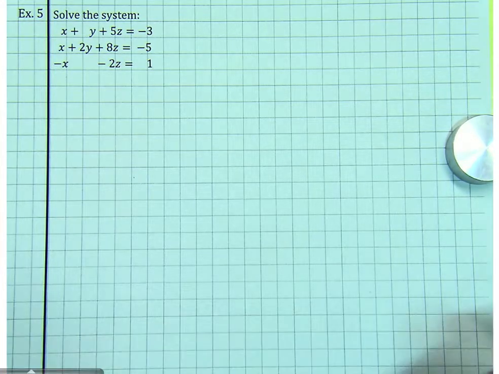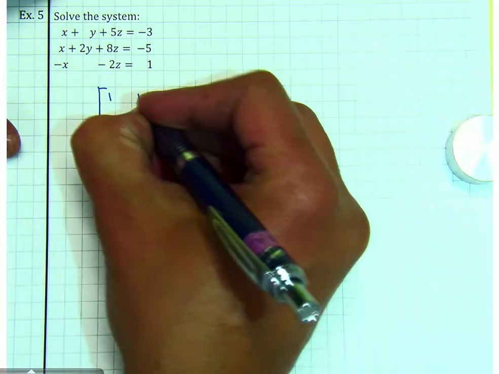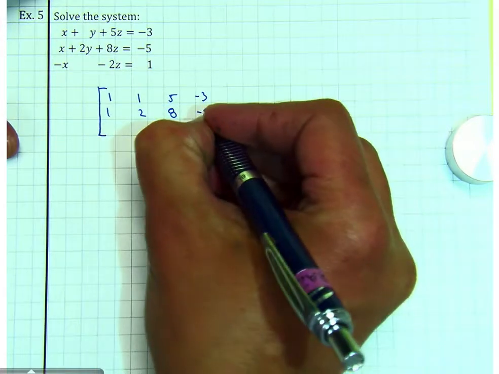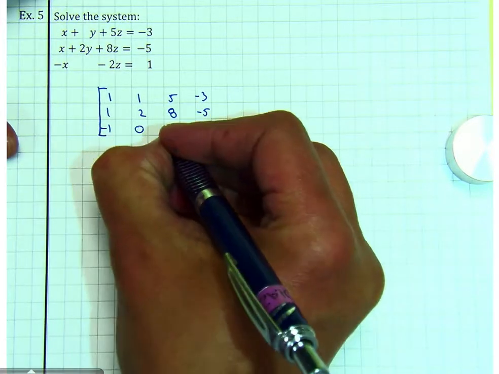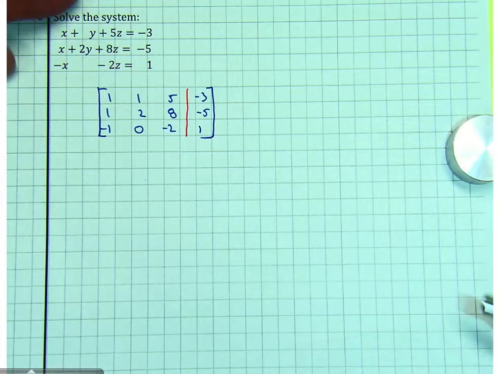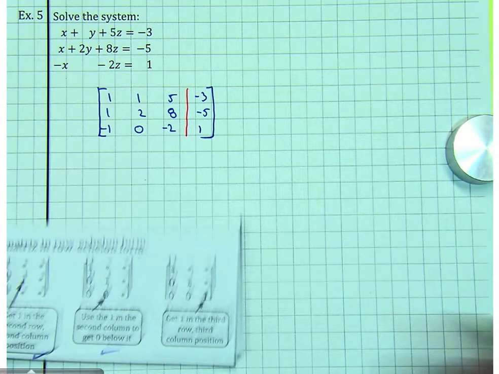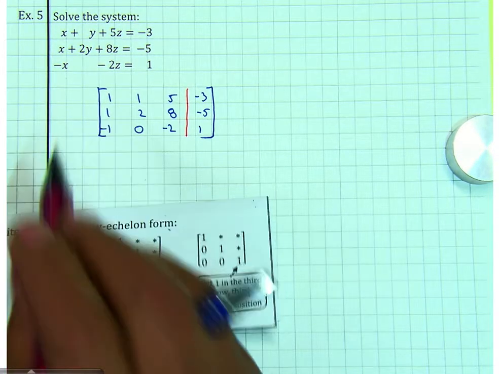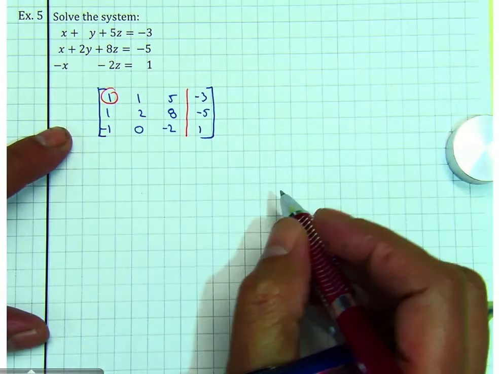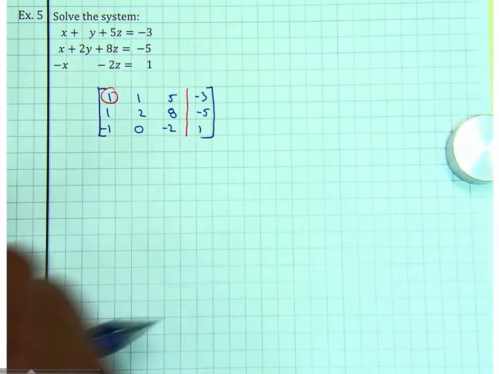Excellent. So now I'm going to place it as an augmented matrix. So it gives me 1, 1, 5, negative 3, 1, 2, 8, negative 5, negative 1, 0, negative 2, 1. And now, first, I need to have that 1. That one's already 1. So now I'm going to take this 1 and make those 2 zeros. So actually, I can just take this negative 1 and add it. So I'm going to do that instead.